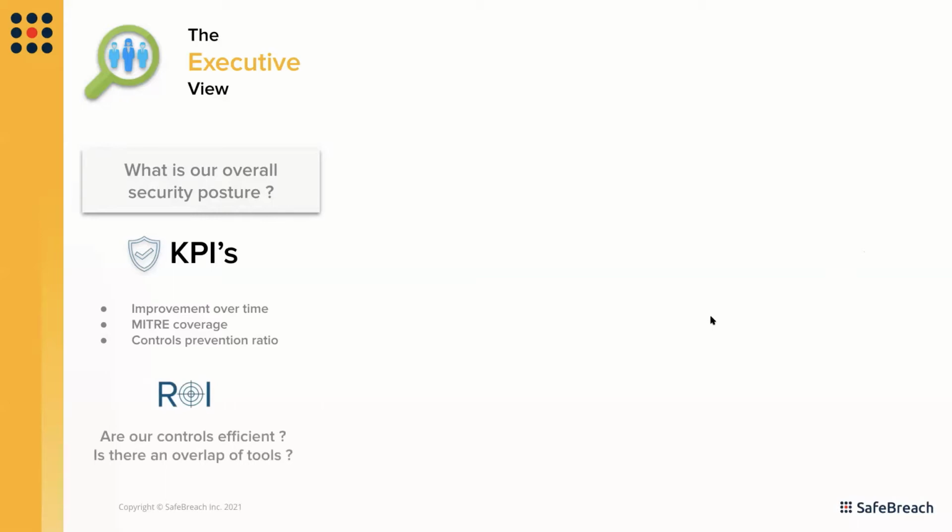And some ROI questions. Are our controls efficient? Is there an overlap in tools? And these are questions that management needs for business decisions and resource allocation and so forth.